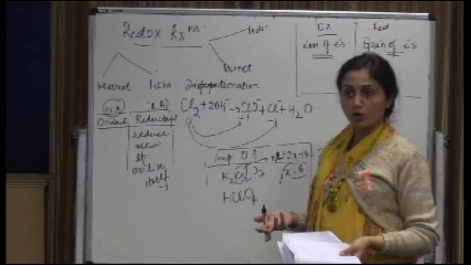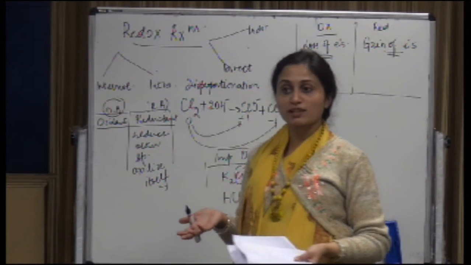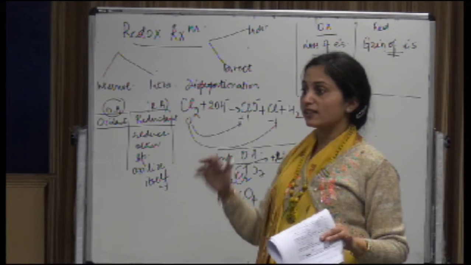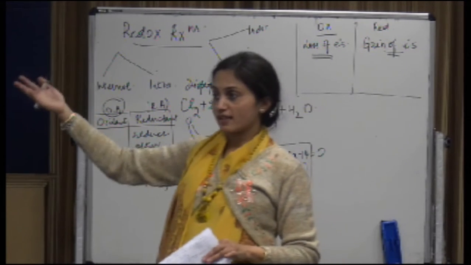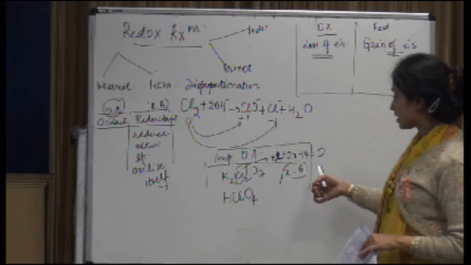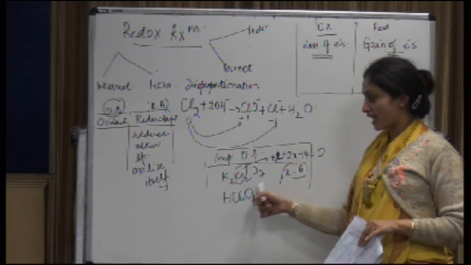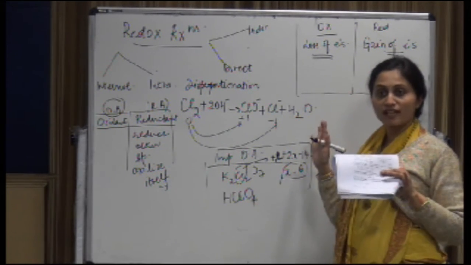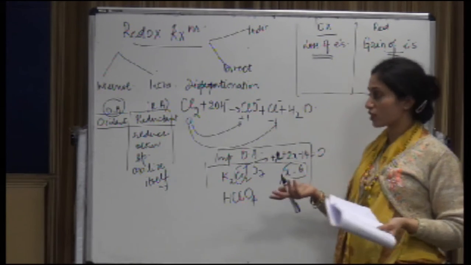So for chromium, +6 is the highest possible state. So we know it very clearly that chromium cannot go beyond 6, but it can always come down to +3 or a lower oxidation state. So then in that case we can say that here it has full chances of behaving as an oxidizing agent, no other chance at all.